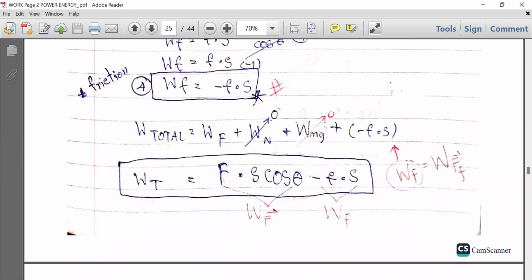Okay, how are we going to get the total work done by these 4 forces? Total work done by 4 forces is equal to, of course, the work done by the applied force, work done by the normal force, work done by the weight, and the work done by friction or force of friction.